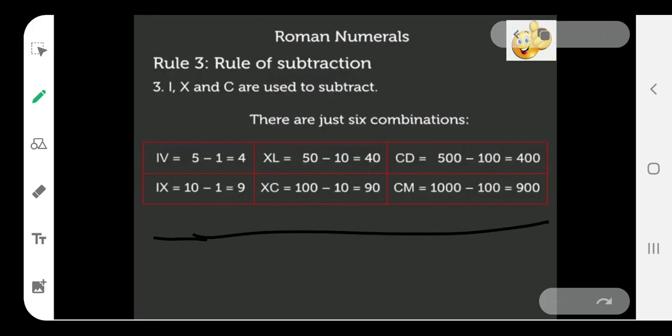IV. V is for 5. I is on the left side, so minus 1. 5 minus 1, 4. IX, that is 10 minus 1, 9. XL, 50 minus 10, so 40. L is for 50. X is for 10, so 50 minus 10 is 40. XC, that is 100 minus 10. C for 100. X for 10. So 100 minus 10, 90. So this way you have to go and keep in mind, and also learn twice or thrice so that you can remember it very well.